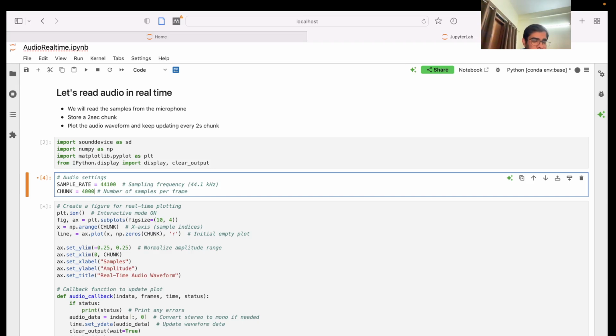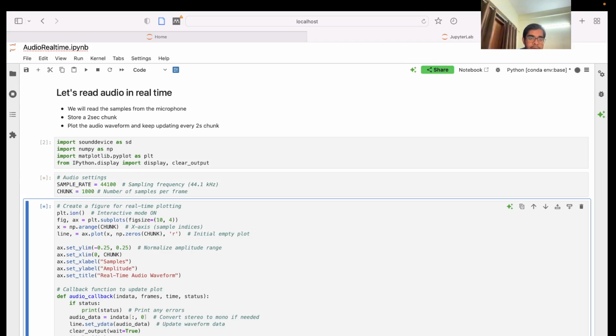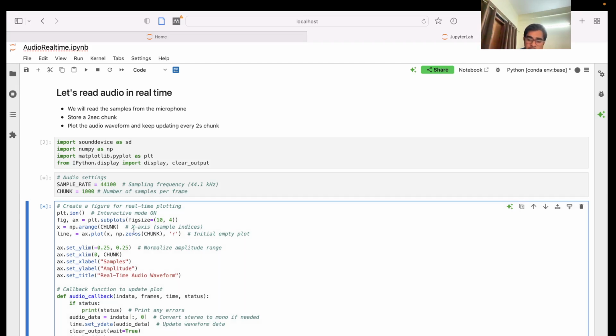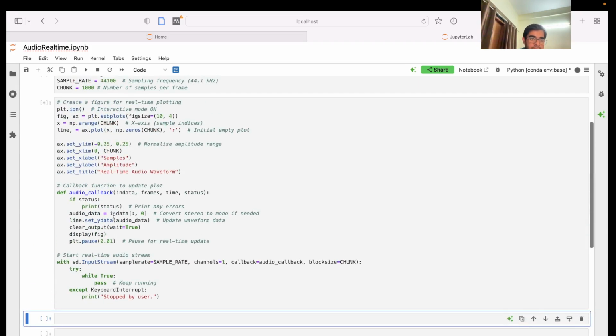Is it possible to show it every 500 milliseconds or every 100 milliseconds? Yes, it is possible to show even for short periods. But if you're doing a Fourier transform on it, it needs some time. Right now we are just showing the raw samples, just to plot. If I do 1000 samples here, it will show for 1000 divided by 44.1 thousand seconds. So based on the samples we put, it's not exactly 2 seconds.